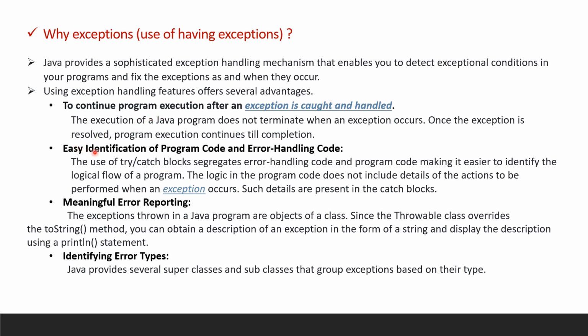So this is one point. And the next, easy identification of program code and error handling code. As I said, the use of try-catch blocks segregates error handling code and program code, making it easier to identify the logical flow of the program. The logic in the program code does not include details of the actions to be performed when an exception occurs. Such details are present in the catch blocks. Whether we have to print the exception message or do something else, we declare all those things in the catch block.